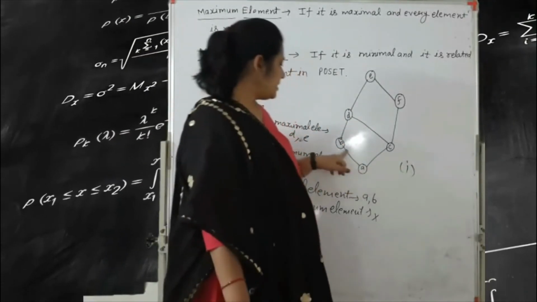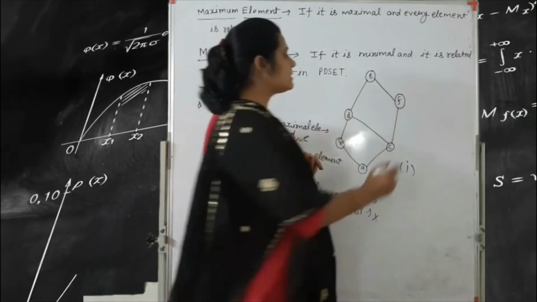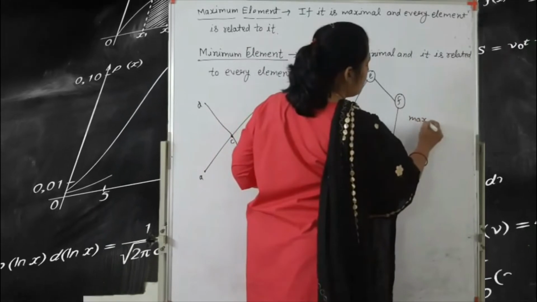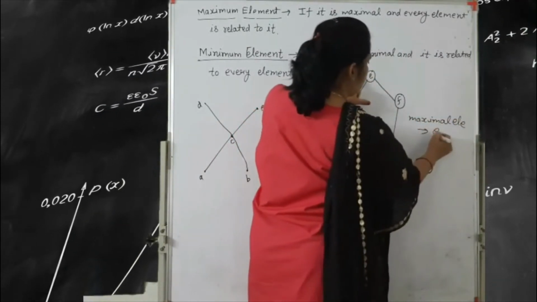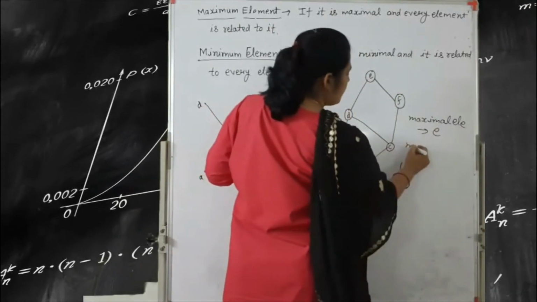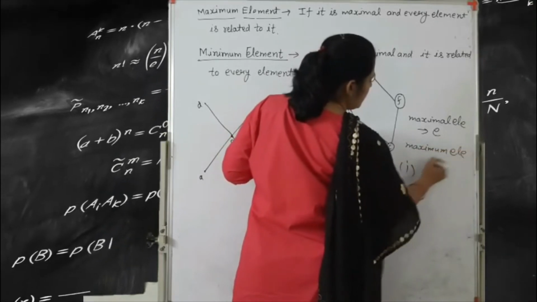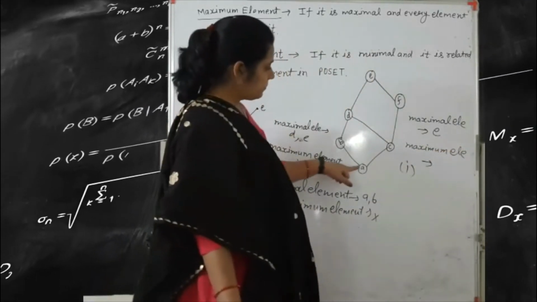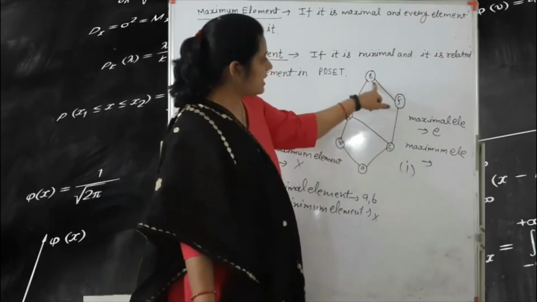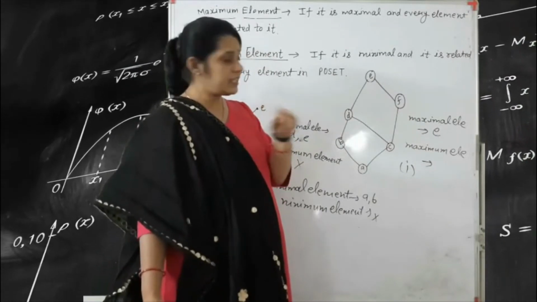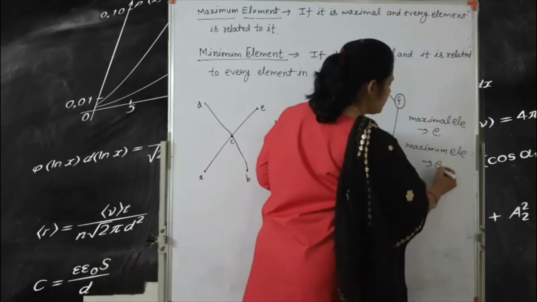Okay, this is the next example. So here A, B, C, D, E, F. Here the maximal element is E. And the maximum element, what is that? The maximum element is always unique. A is related to B, C, D, E. C is related to E and F is related to E. So E is unique and every element is related to this element. So the maximum element is E.